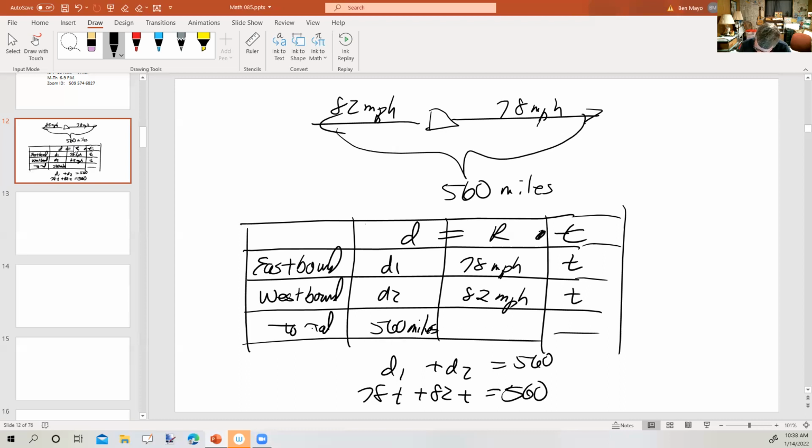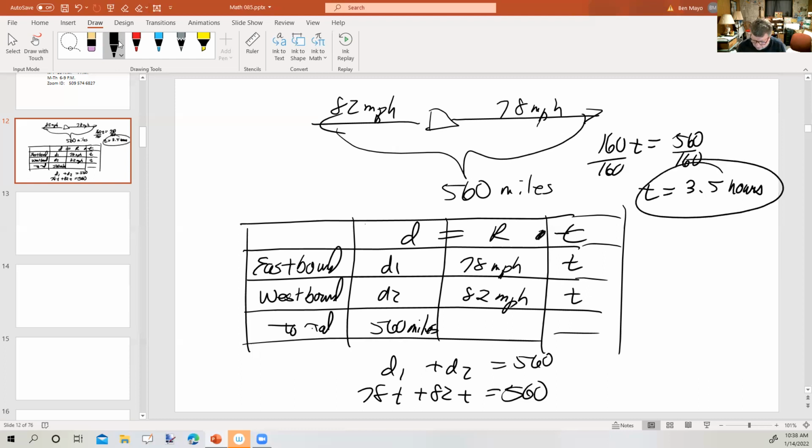78 plus 82 is what? 150, 160. So 160T equals 560. Divide both sides by 160. And let's see, what do we get? Take out our handy dandy calculator here. 560 divided by 160 equals 3.5 hours. So there's our time. Okay.